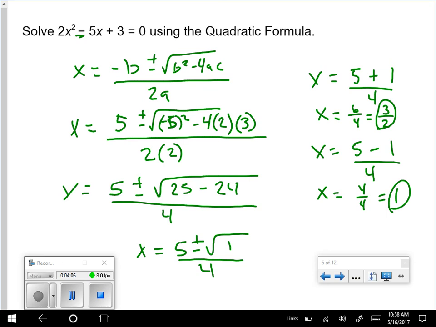You can obviously check these by plugging them in. So 1 squared is 1, 2 times 1 is 2, minus 5 times 1 is 5, plus 3. So we get negative 3 plus 3, and that does in fact equal 0. We have more examples we can do, but the nice part about this, and this is my favorite part about algebra, is if you do the steps correctly every single time, it works every single time.